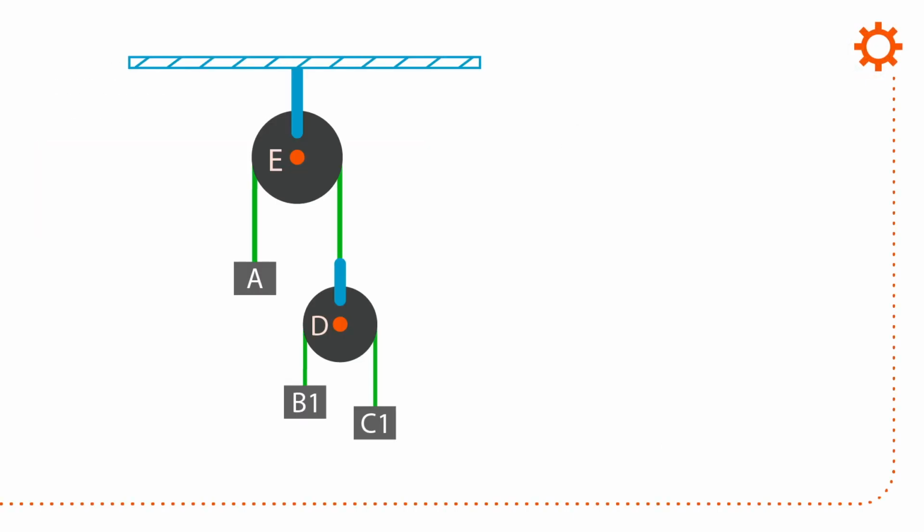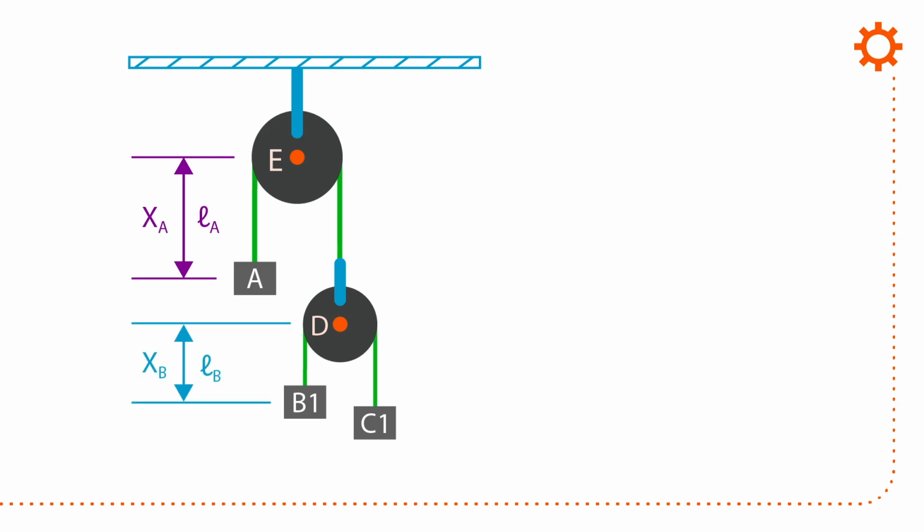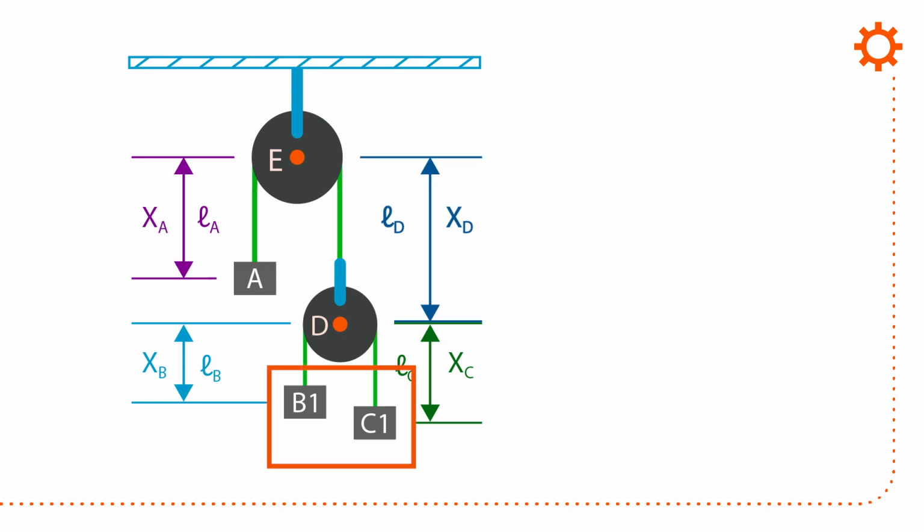Let's start to write some equations. So we have length of A, we have length of B, we have length of C, and we have length of B. And I'm using a B1, C1 so I don't confuse myself too much. I should have probably used L's.